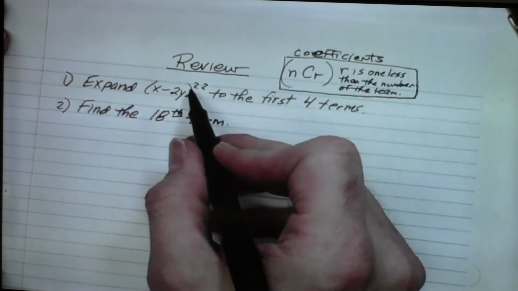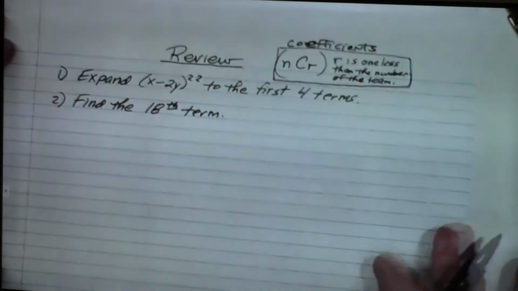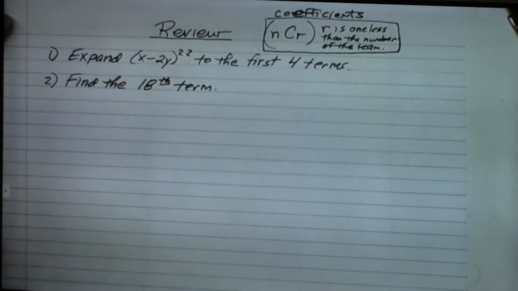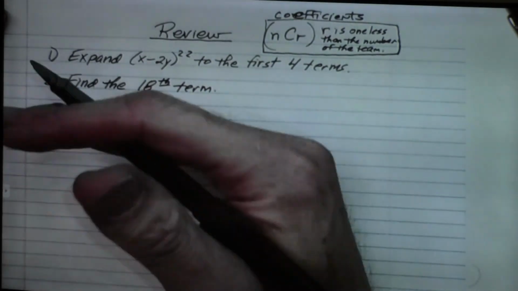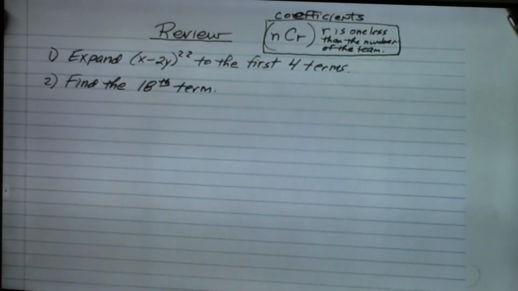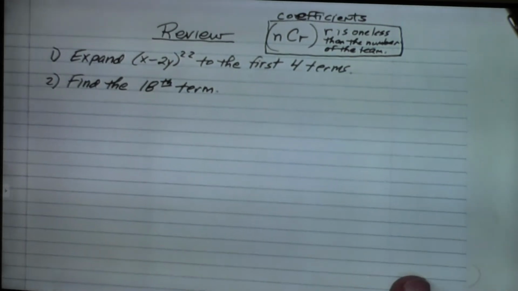Expand this to the first 4 terms and separately find the 18th term. So if there were time, I'd have you work it all out yourself right now. So what I'll do is I want you to start it and I'm going to work it through at the same time. So let's do this. Take the back of a piece of paper or grab a piece of paper back there, do something to have something to write on, please.